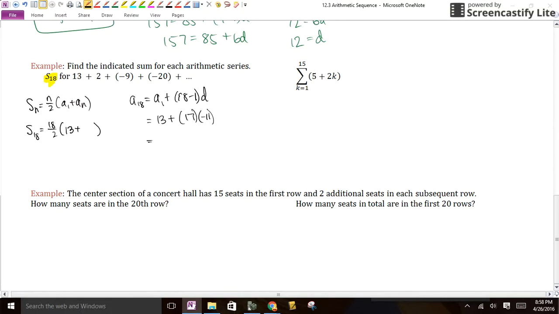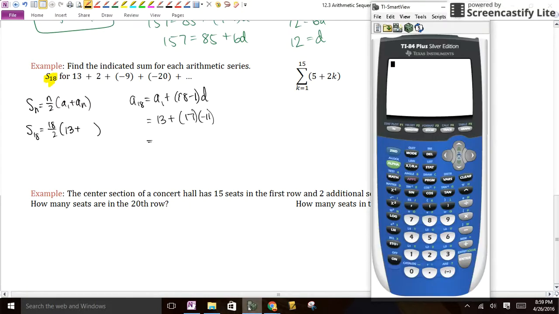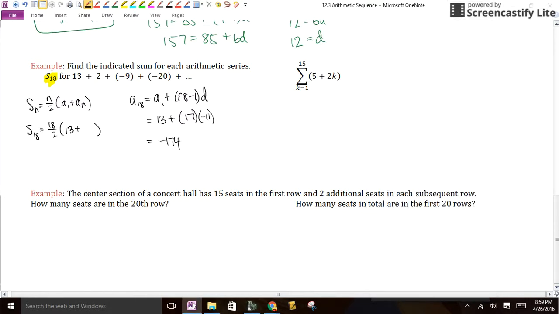So what do I get when I do that? Sheila, help me out. 13 plus 17 times negative 11. She says it's negative 174. So negative 174 is the 18th term, or the last term that we want to add up. So we're going to put negative 174 right here, and that should now sum up the formula.